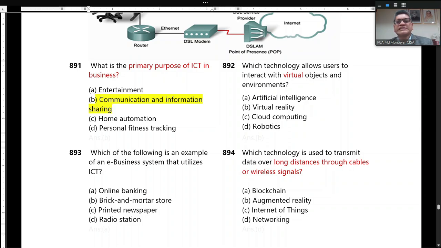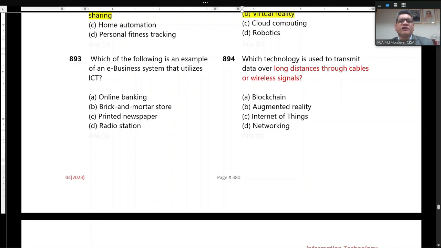Answer B. Which technology allow user interact with virtual object and environment? Virtual reality. Answer B. Virtual reality technology allows users to interact with virtual objects and environment. Which of the following is an example of an e-business system that utilizes ICT? So online banking is the example of e-business system utilizing ICT, online banking system.